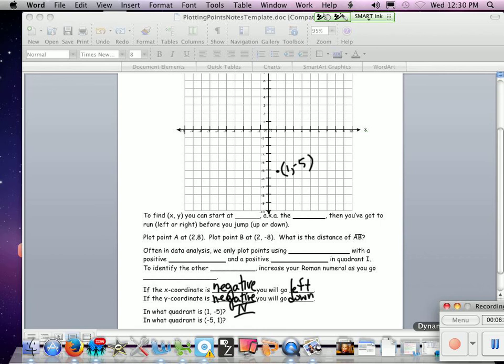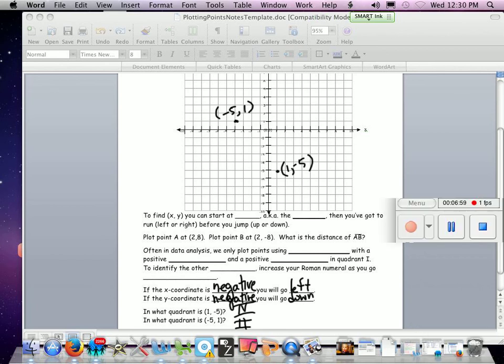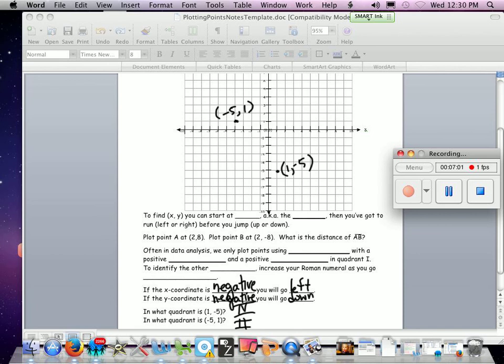And what about if you wanted to plot -5, 1? Where would that end up falling? Quadrant 2. So you can go over to the left 5, 1, 2, 3, 4, 5, and then up 1. -5, 1 falls in quadrant 2. So that's a lot of the information you need to know when you have negative coordinates.